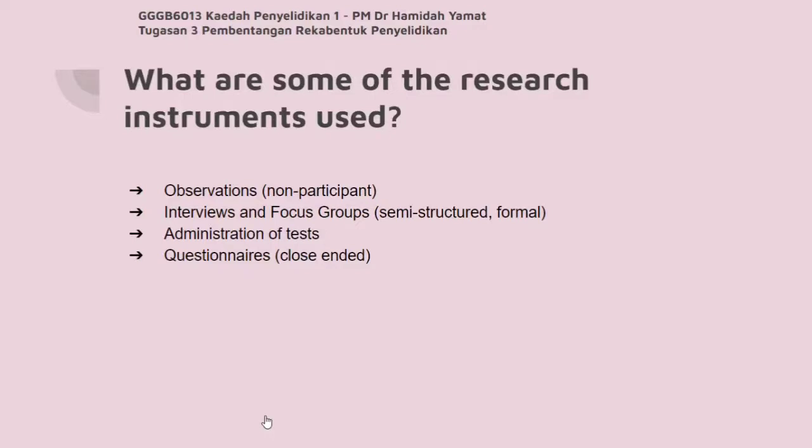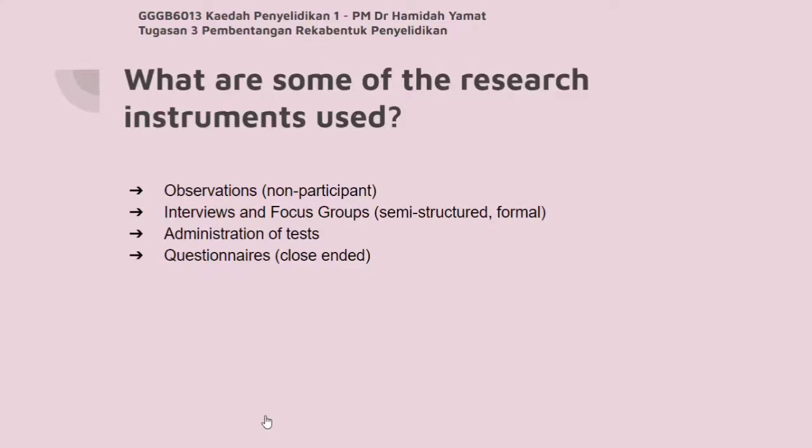So, what are some of the research instruments used? There are four commonly used instruments. Firstly, observations. This is conducted by a non-participant and this is to avoid bias. The researcher observes the participant and takes down notes either using a checklist or just a field note.